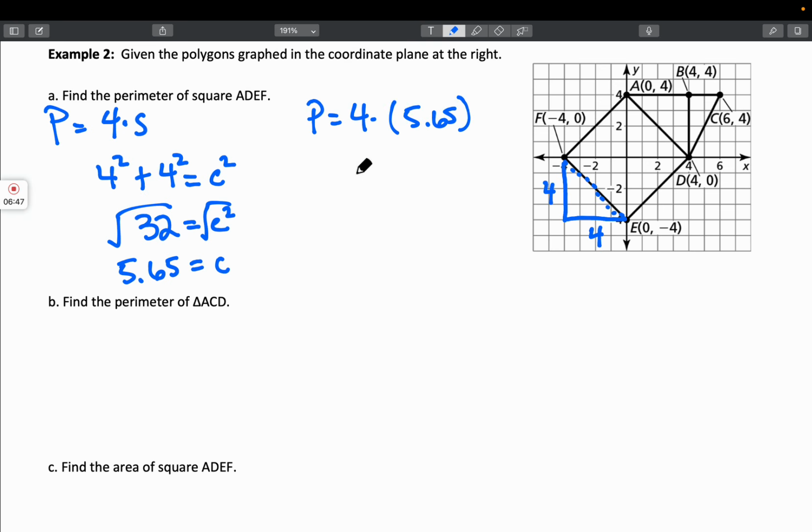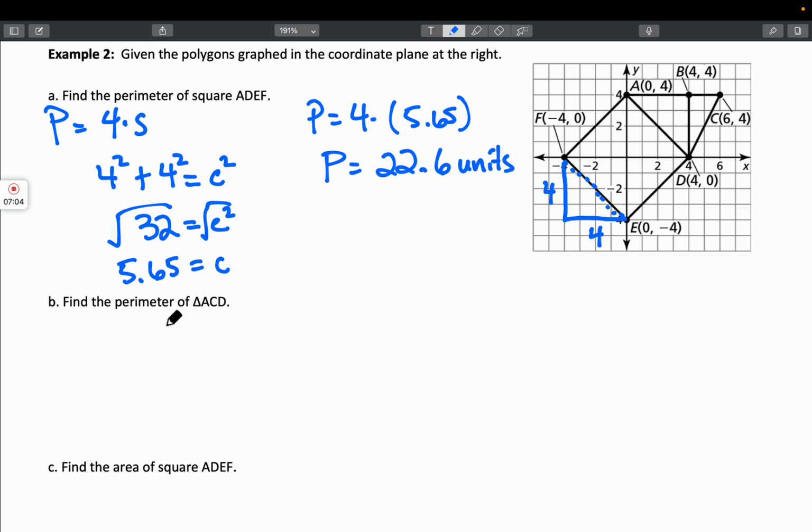When I do that, let me just do that on my calculator here. That is going to give me 22.6, rounded off to the nearest tenth. All right, so there's my perimeter. We're going to call it units because we're just measuring length.